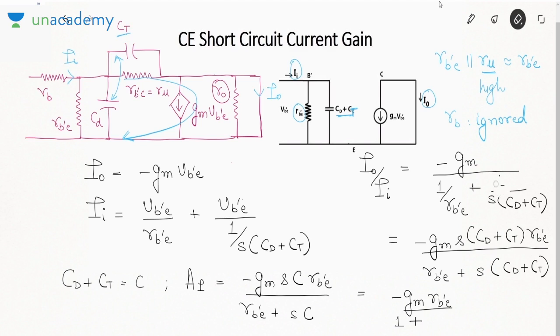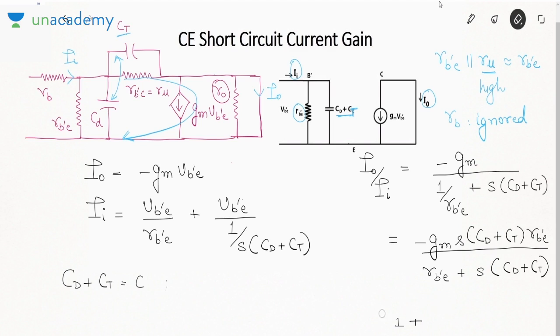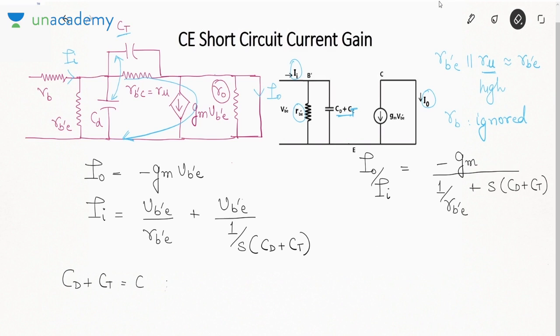Sorry. This is a small mistake that I committed here. Basically it will be S CD plus CT. So what I'll do is I will now substitute that S into CD plus CT as SC. I am replacing this by C. So take the LCM. It will be 1 plus SC RB'E.